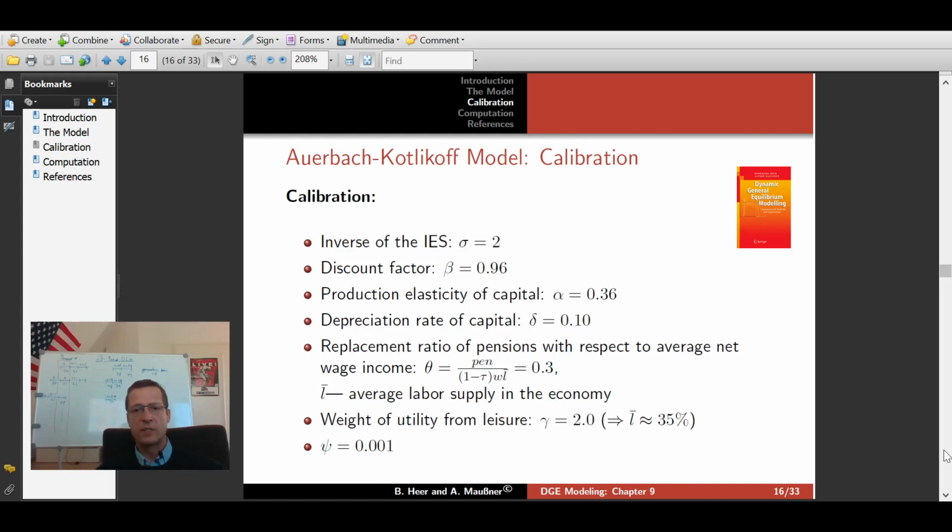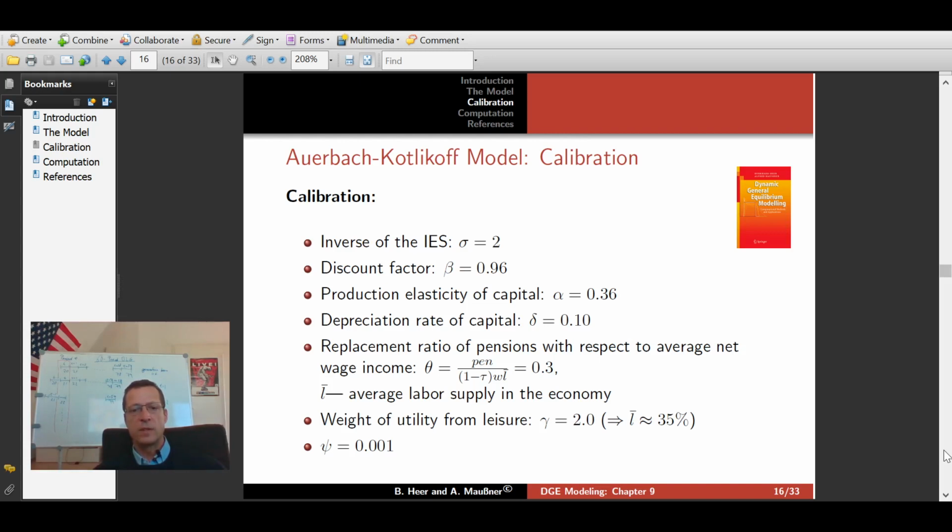We use a production elasticity of capital equal to 0.36. This implies that the wage share in our model is 64%, and that's in good accordance with the US. Quite recently, it has gone down a little bit, but it describes the behavior of the US economy over the last 30, 40 years, for example. The depreciation rate of capital is 10%, and we assume a replacement ratio of pensions with respect to average net wage income, the net replacement ratio, of 30%, which you will find for the United States.